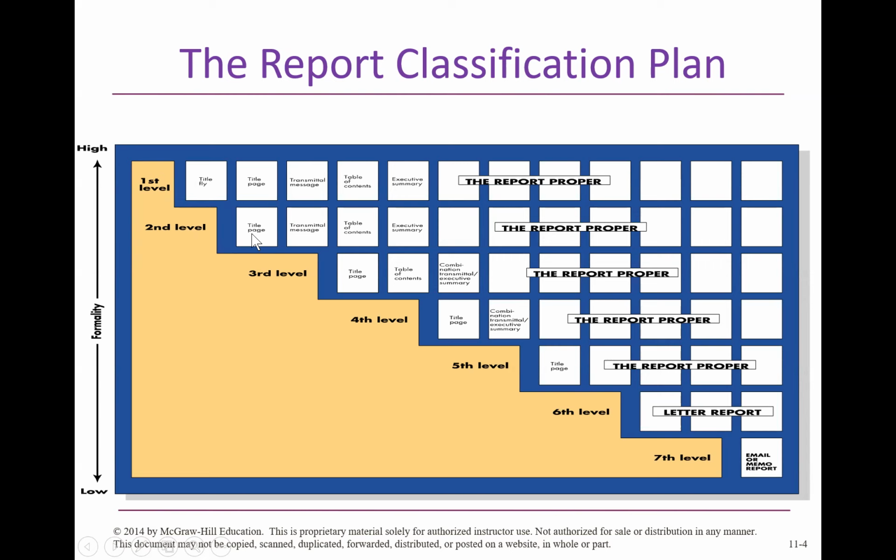Second level formal report, you are going to write title page. So you are not going to write the title fly. Title fly means only the title of the report. And title page will identify the title of the report and the writer's information, and also the reader information will be there in title page. And letter of transmittal, it is ultimately the authorization from me. I have authorized you to prepare this report, isn't it?